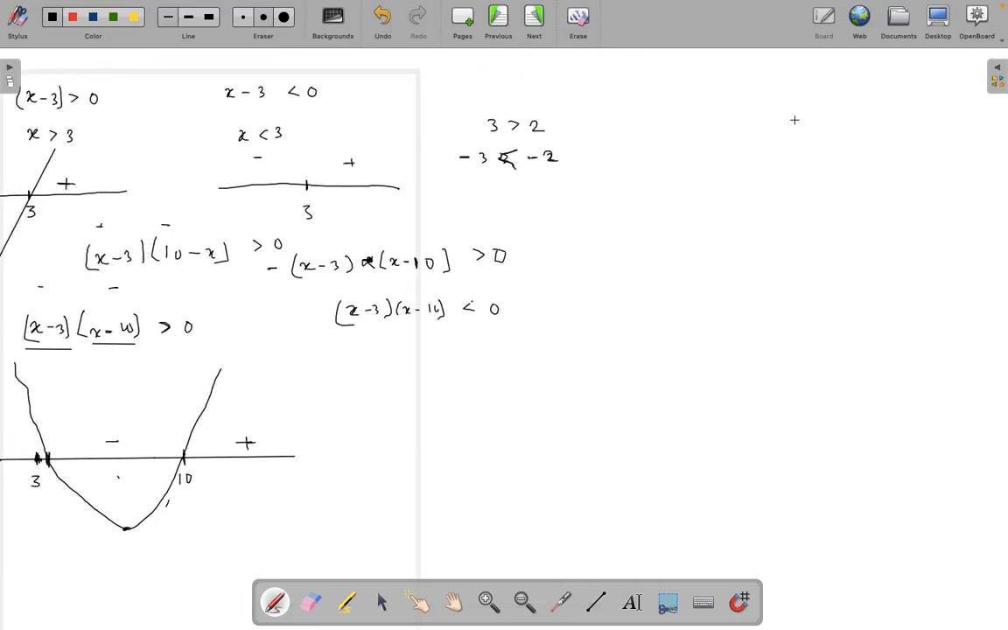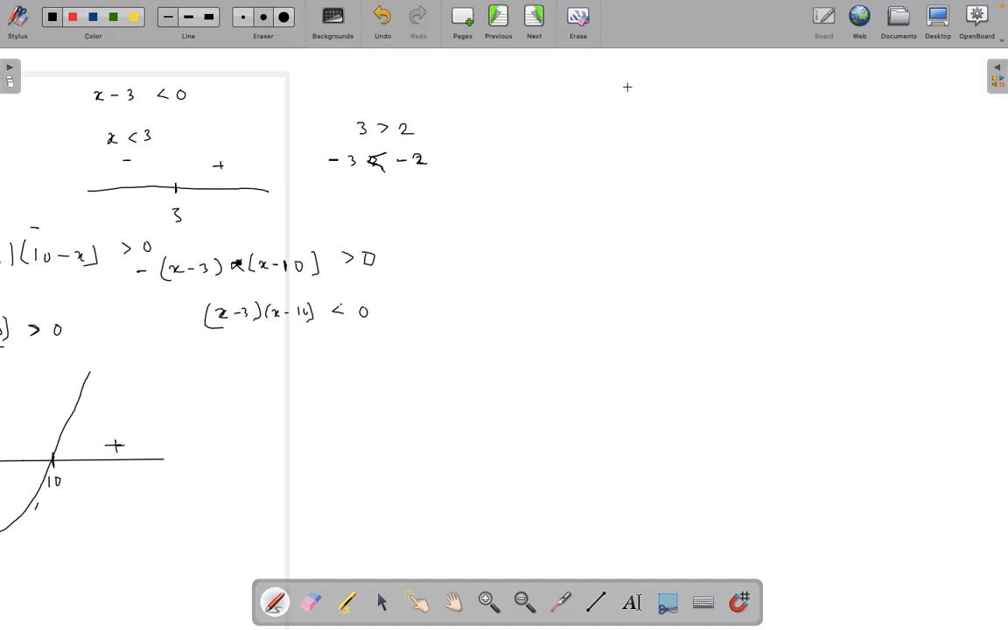Now comes this square. So x minus 3, x minus 10 whole square is greater than 0. Now see, things change. So this is a cubic equation. Again, you draw these points, so 3 and 10. Now see, when x is greater than 10, it is positive. Can you tell me what will happen when x is less than 10?